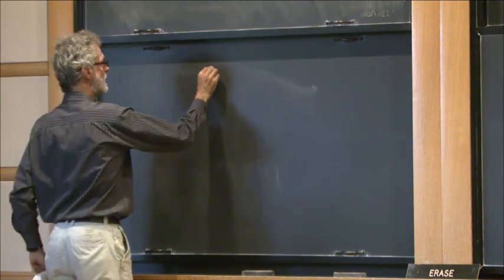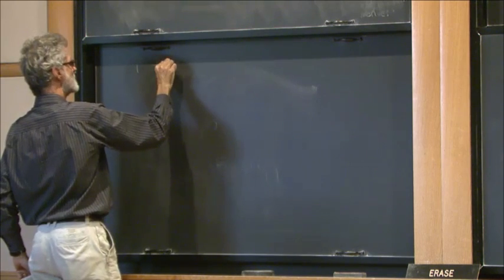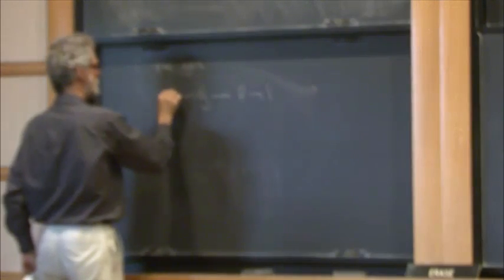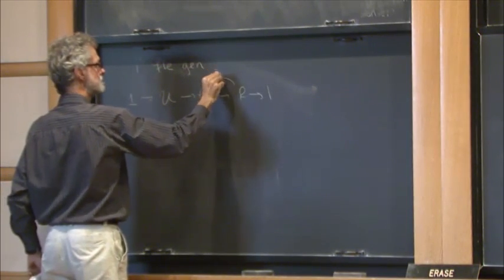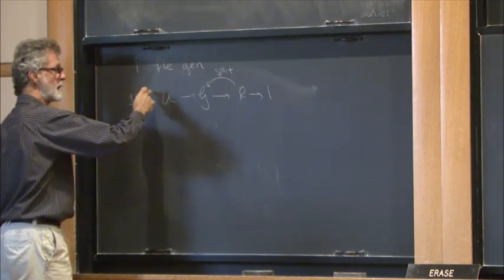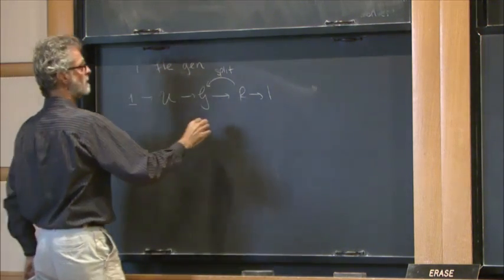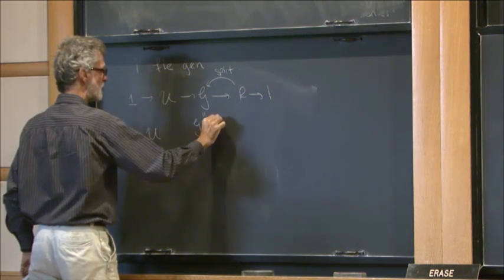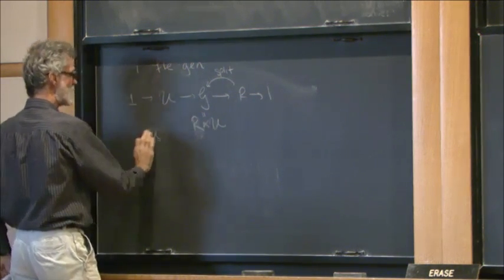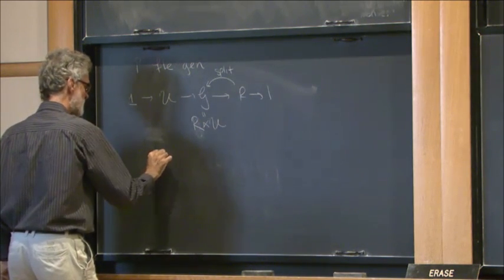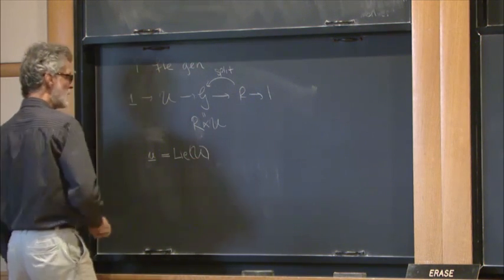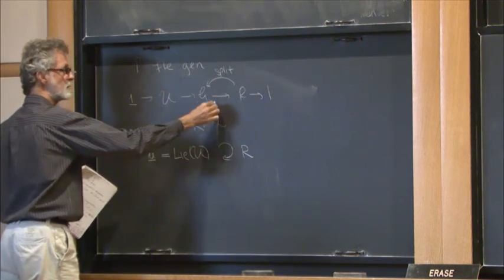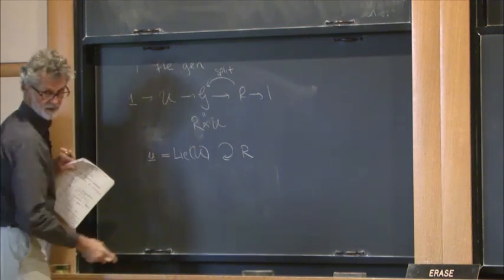One other remark is that this may be true in greater generality, but certainly if gamma is finitely generated, the sequence 1 into U into G into R into 1 is split. And the splitting is unique up to conjugation by an element here. So this implies that, once you fix the splitting, G is isomorphic to R semi-direct product U. The other thing it tells you is that the Lie algebra of U has an R action. And so to understand this abstractly as a group, you need to understand what this Lie algebra is as an R-module.